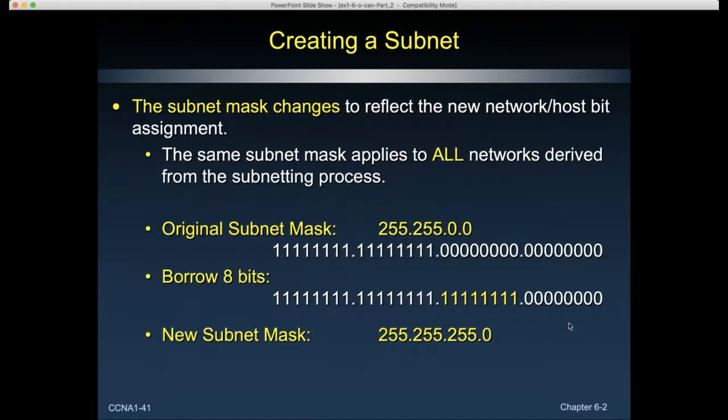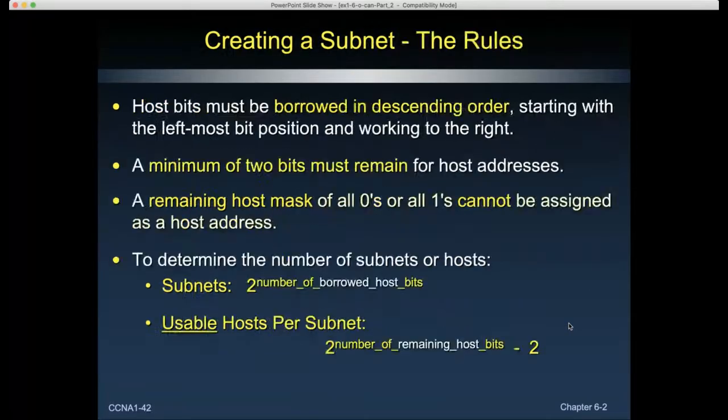So the subnet mask will change. The original subnet mask was 255.255.0.0. We borrowed 8 bits, those 8 ones shown in yellow, and gave them back to the network prefix. So our new subnet mask is now 255.255.255.0. We have to borrow them from left to right in descending order.